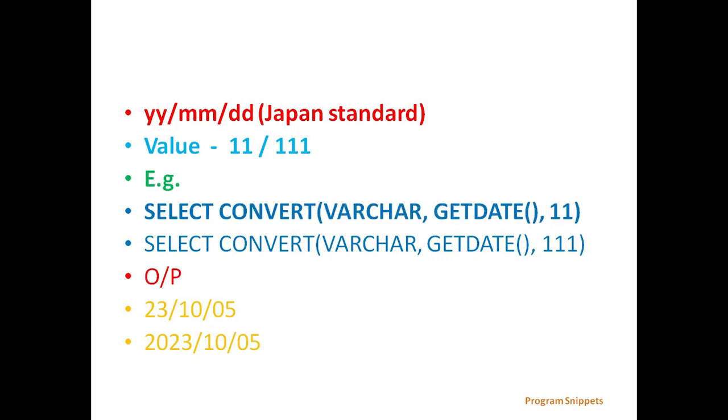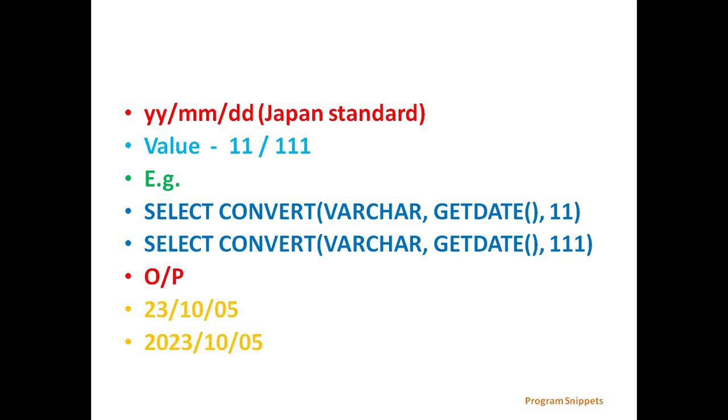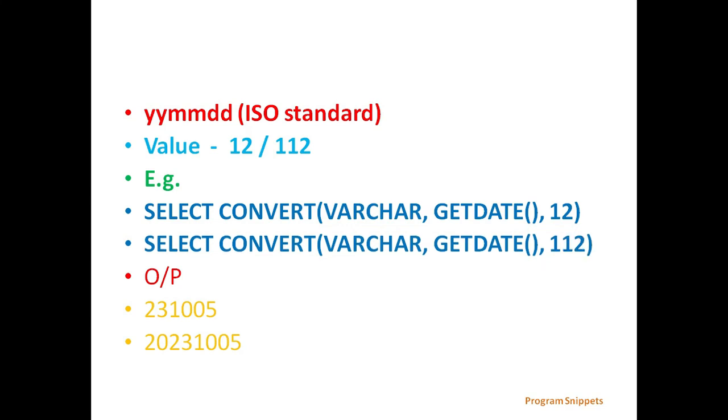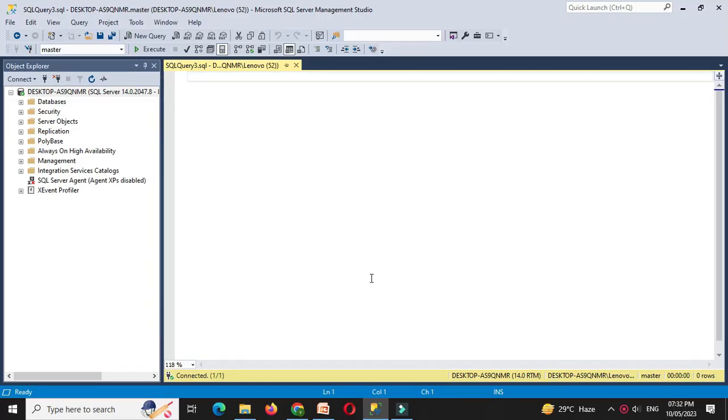For example, select convert varchar getDate, 11 or select convert varchar getDate, 111 will give the output 23/10/05 or 2023/10/05. Next is ISO standard, that is YY/mm/dd. To get this, use the value 12 or 112. For example, select convert varchar getDate, 12 or select convert varchar getDate, 112. It will give the output 231005 or 20231005. Now we will execute these queries.